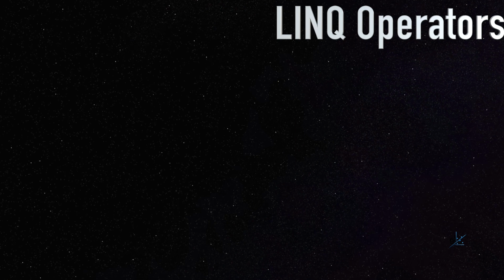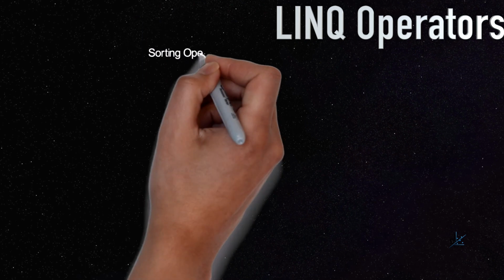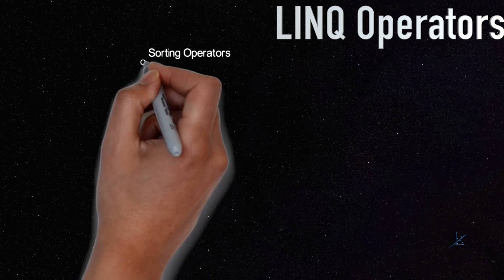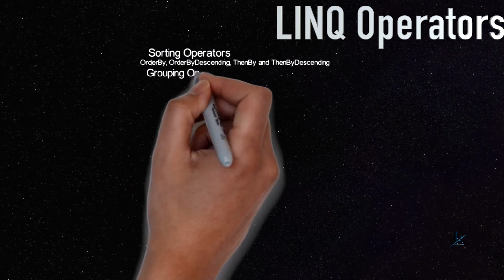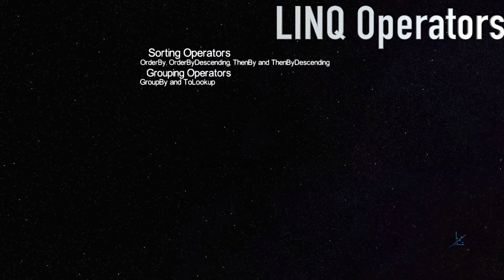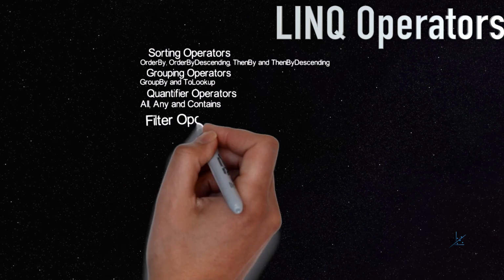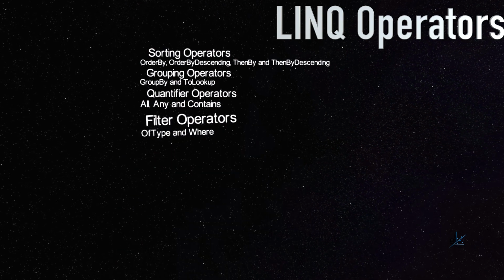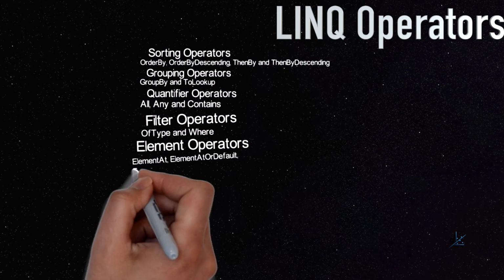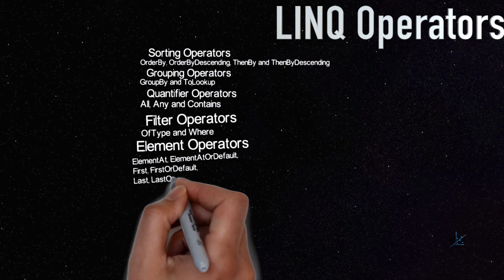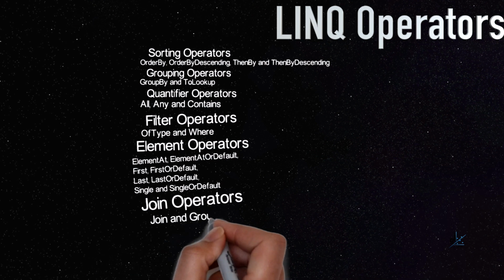So in the previous videos in this series, we have created code examples using the following LINQ operators. The sorting operators, order by descending, and then by descending. The grouping operators, group by and toLookup. The quantifier operators, all, any, and contains. The filter operators, of type and where. The element operators, element at or default, first or default, last or default, single and single or default. The join operators, join and group join.